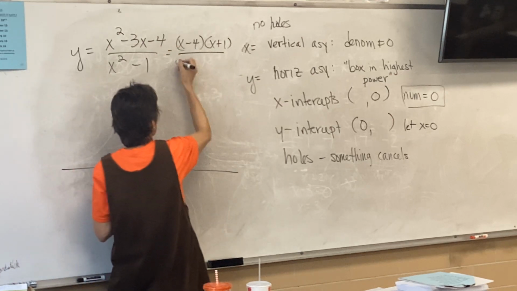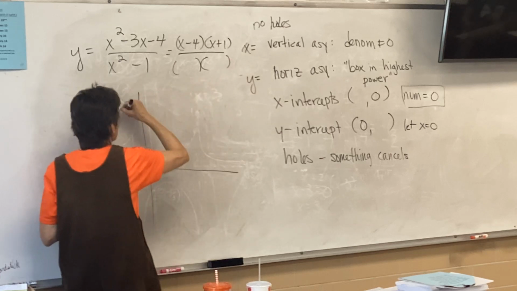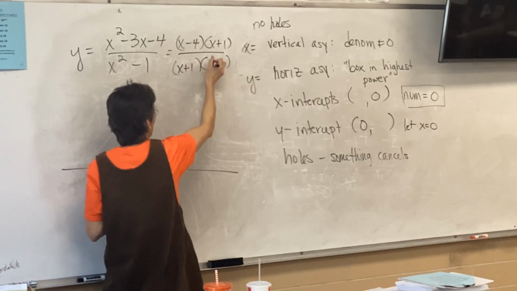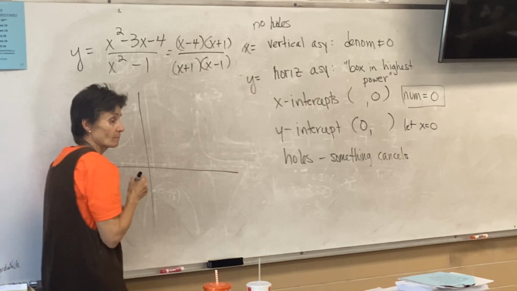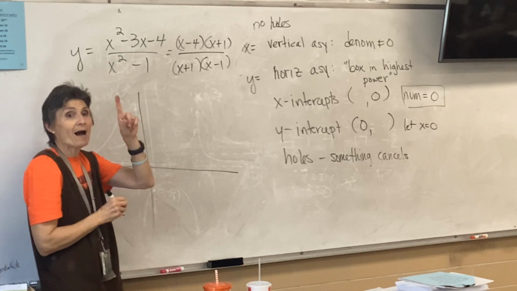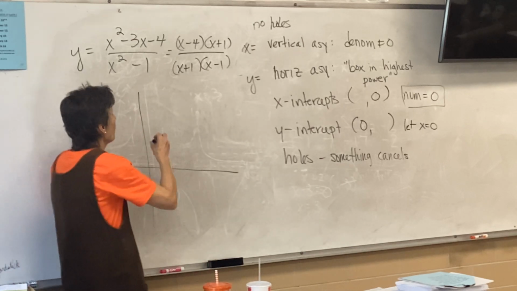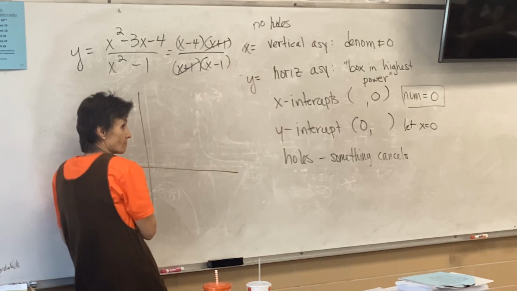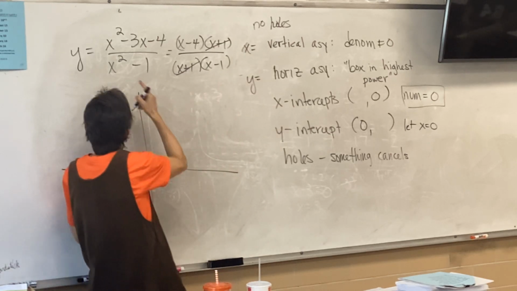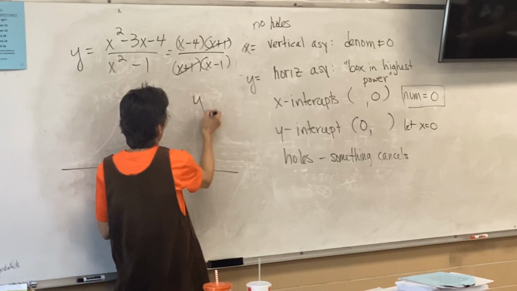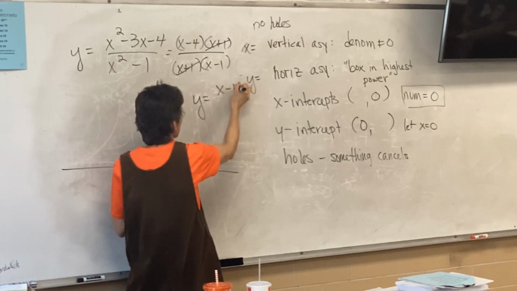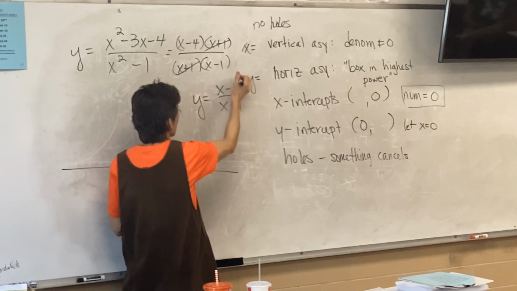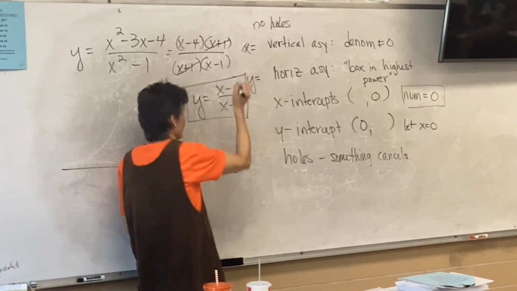I think the bottom you can probably do. What's the bottom? x plus 1, x minus 1. So now we've got it. So now this cancels out. And what we are left with is y equals x minus 4 over x minus 1. Would everyone agree with that?